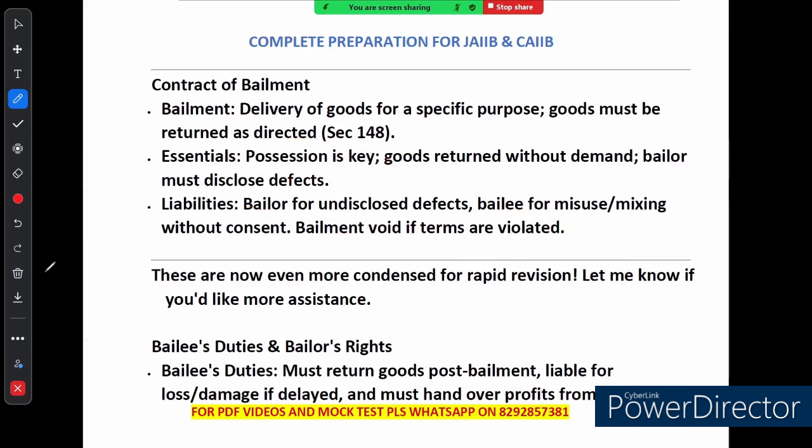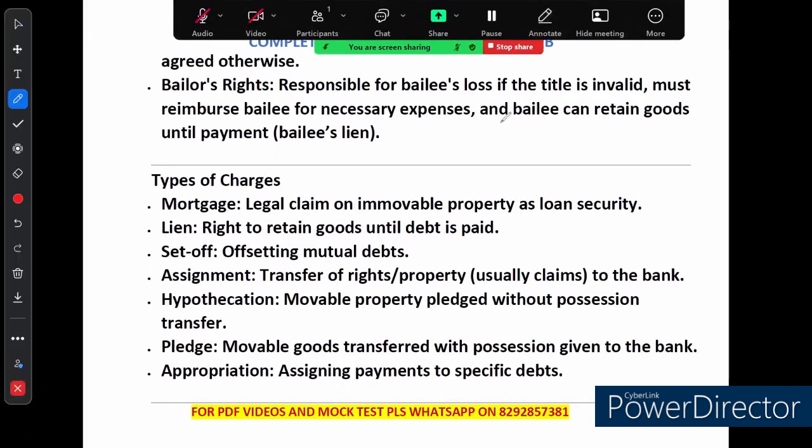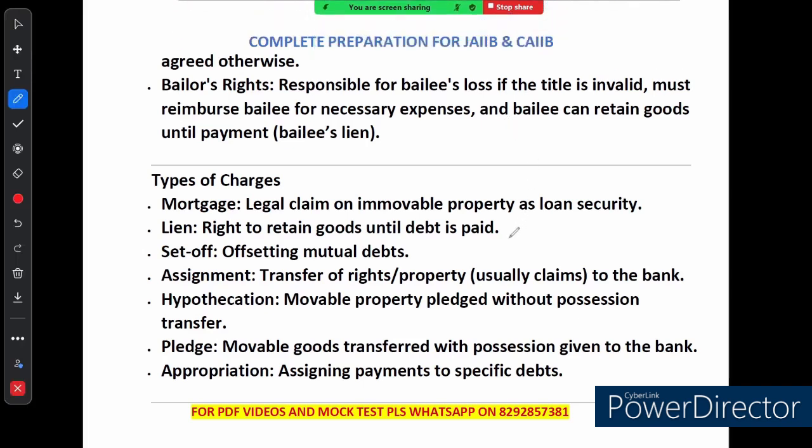Now let's discuss the bailee's duty and the bailor's right. The bailee must return the goods once the purpose is fulfilled. If they delay or cause damage, they are responsible. Already I have told you that in bailment, the bailee returns the goods. Now what about the bailor's right? The bailor has a right to expect the goods back and can hold the bailee accountable if they misuse them. The bailee can hold on to goods until payment is made if needed. That is a quick overview of agencies and bailment.